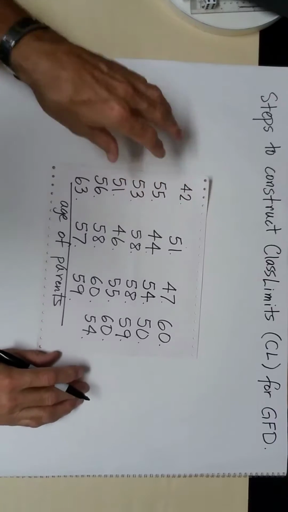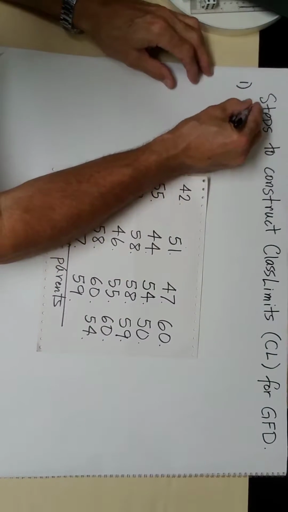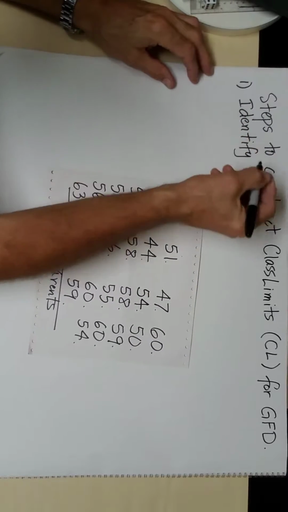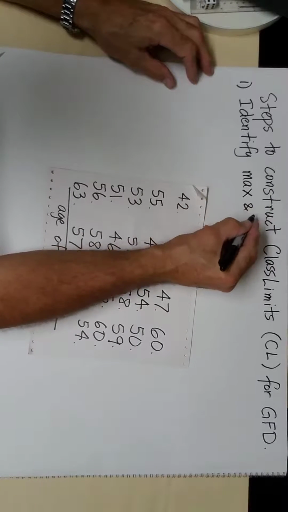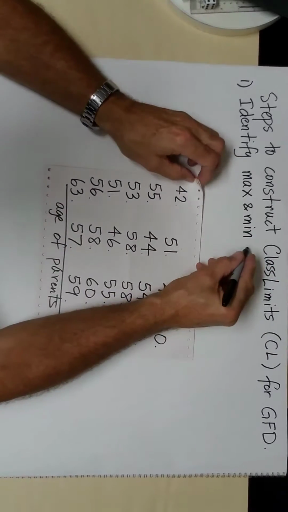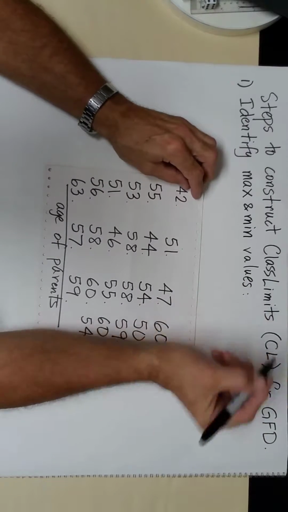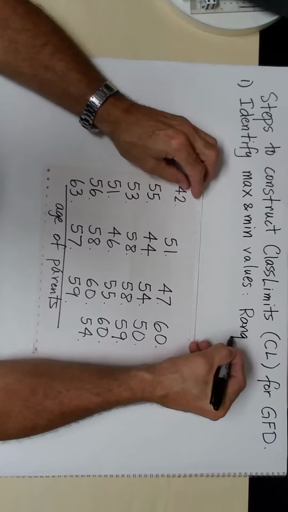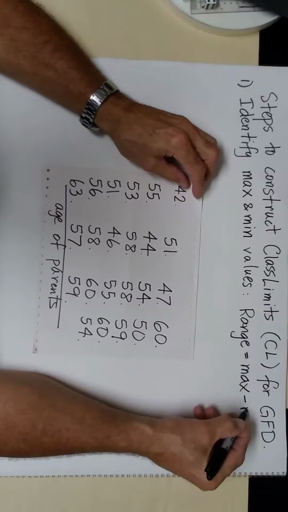Step number 1. You need to identify the maximum value and the minimum value in your data set. Identify the maximum and minimum values, and subtract them to calculate something called the range of the data. The range equals the maximum minus the minimum.